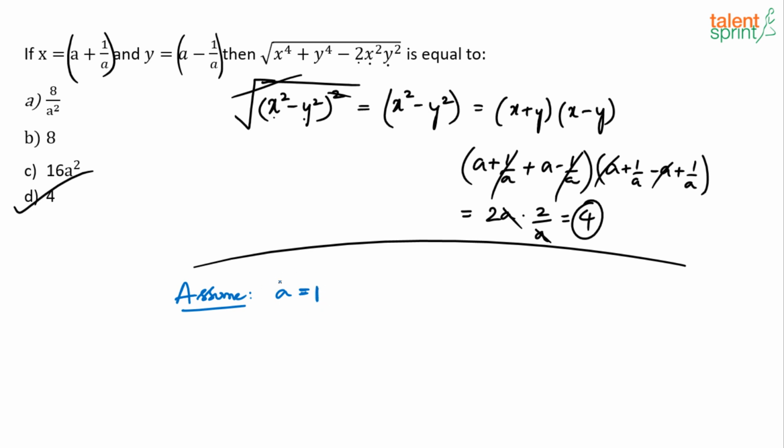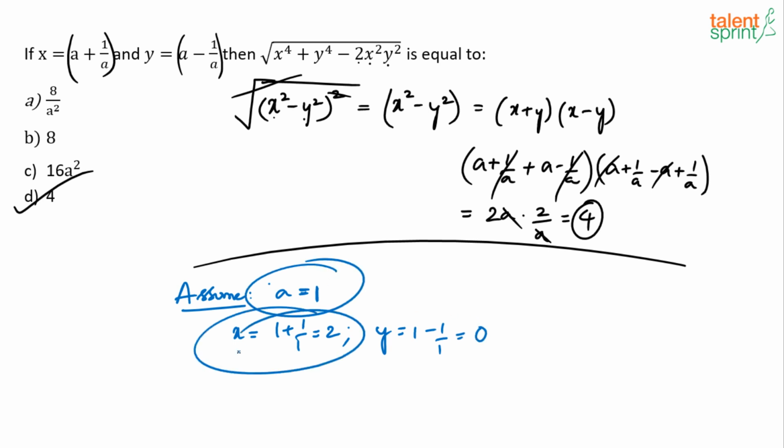What happens if you assume a equals 1? If a is equal to 1, then what will be the value of x? 1 plus 1 by 1, which is equal to 2. What will be the value of y? 1 minus 1 by 1, which is equal to 0. So if a is equal to 1, then x is equal to 2, y equals 0. That's it. X is 2, y is 0. Substitute here.